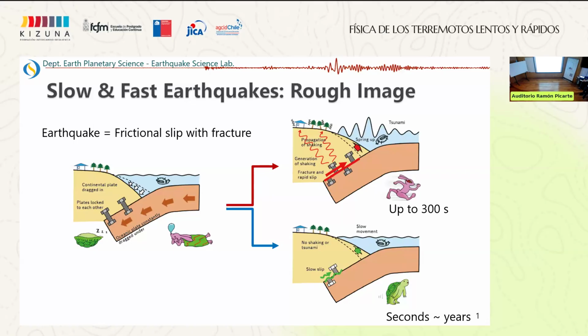But for slow earthquakes, the slip continues for seconds or minutes, days or months, or even years. So it can continue for a very long time. That is a big difference. All movement occurs slowly, so there is no strong shaking or tsunami. So we can think this kind of phenomenon is not so dangerous because there's no shaking or tsunami. However, it can be a problem.